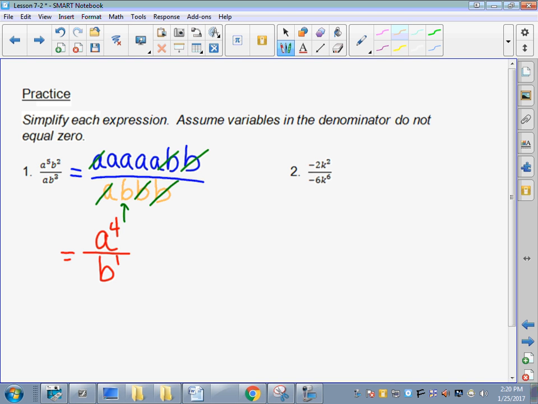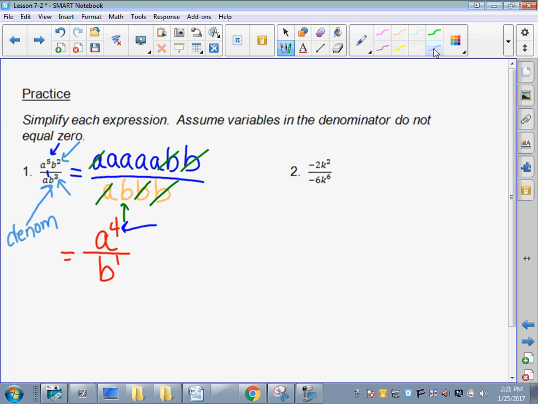Now for you shortcut people, I see that I've got an a to the 5 and an a to the 1. So when I subtract those, I've got my a to the 4th power. When I subtract my b's, I've got a b to the 2nd and a b to the 3rd. When I subtract those, I've got a 1. But my b to the 1 power goes where the larger exponent was. That is why my leftover b is down here in the denominator, because I've got more b's in the denominator than I had in the numerator. So you shortcut people, be careful when you subtract. Just make sure you know which side of the fraction it's going to be in.